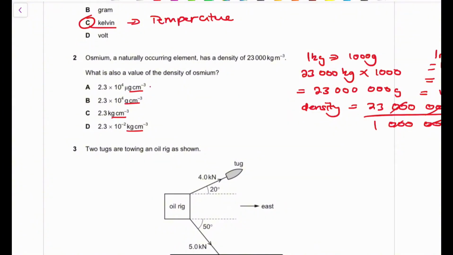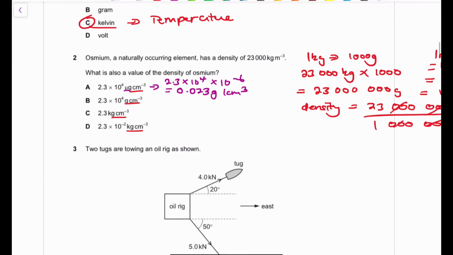Let's first start with A, okay? With A, we have 2.3 times 10 to the power of 4, and that is micro, which is times 10 to the power of negative 6. So since we have micro, which is times 10 to the power of negative 6, if we equate this, we're going to get 0.023 grams per cubic decimeter. And that is nowhere near the actual answer that we're trying to evaluate.